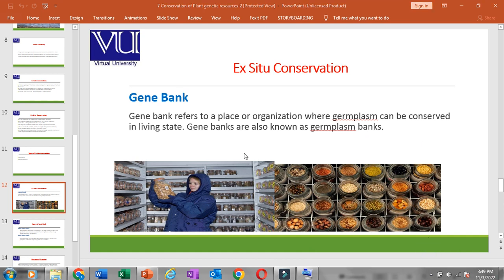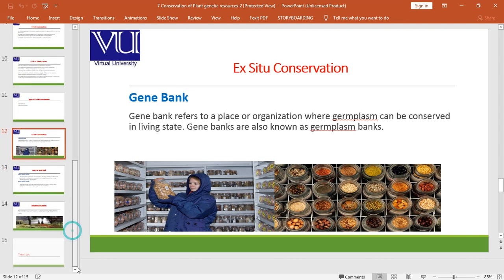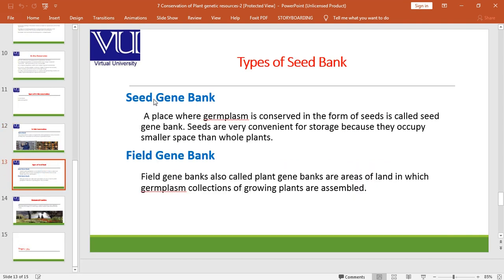Next we have seed gene bank. A place where germplasm is conserved in the form of seeds is called a seed gene bank. Seeds are very convenient for storage because they occupy smaller space than whole plants. Field gene bank.